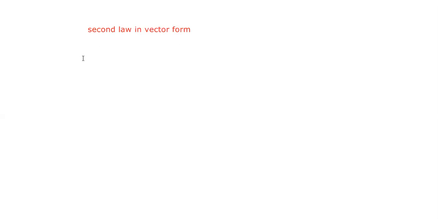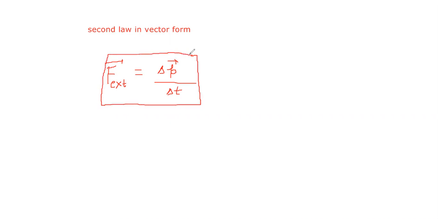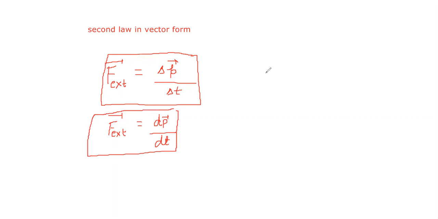We all know that F external equals delta P upon delta T. This is the representation of Newton's second law in vector form. F external equals delta P upon delta T, and if we are talking about a very small time, we can write dP upon dt, where d is the small change in linear momentum. Delta is the change in linear momentum and dP is the small change in linear momentum.